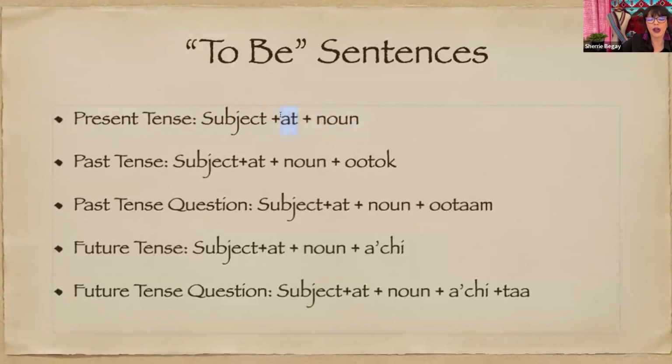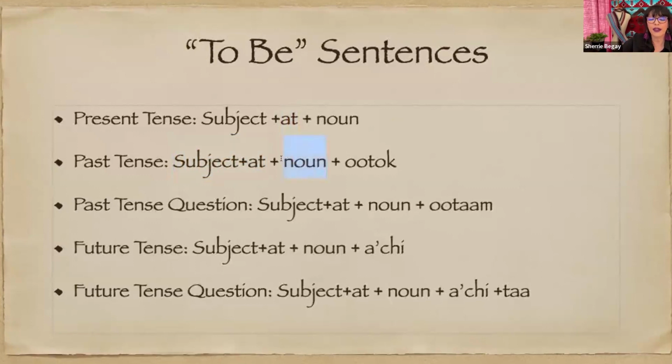And why do we add this "at"? The "at" is a subject ending that tells us that is the subject in the sentence. In English, we have to kind of figure out who's doing the action in the sentence, but when you have a noun subject and you have an "at" on there, it's really easy to tell who the subject is in a Chickasaw sentence.